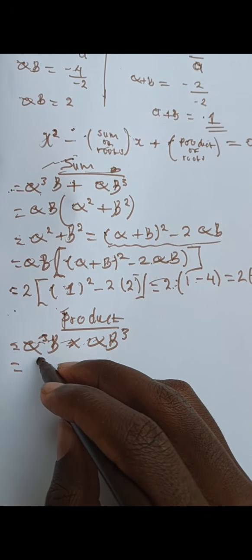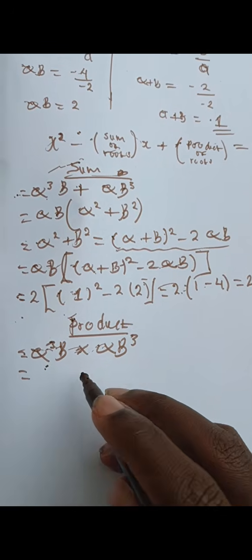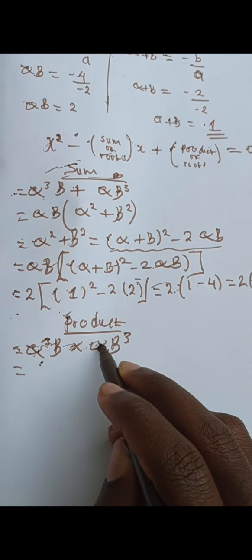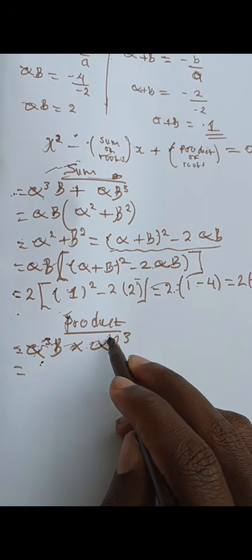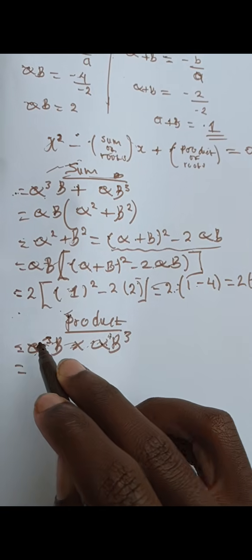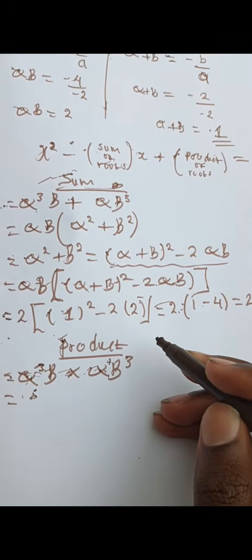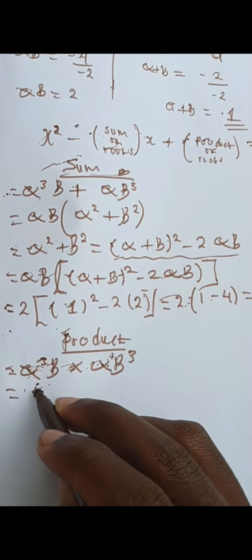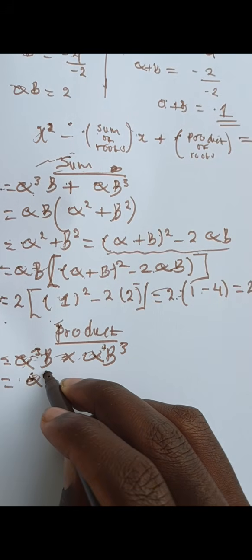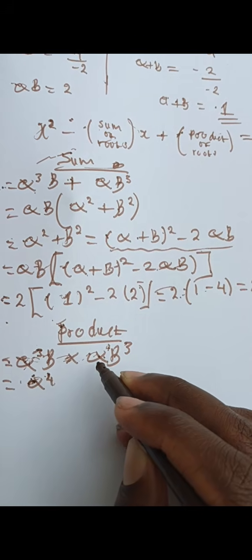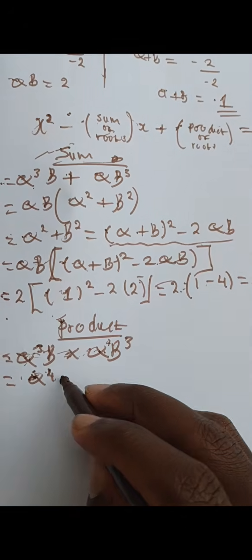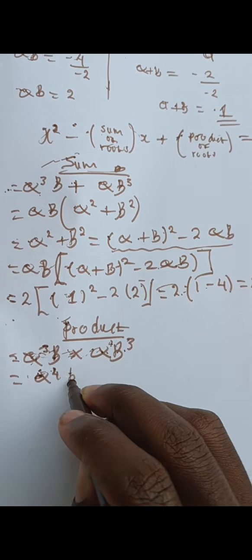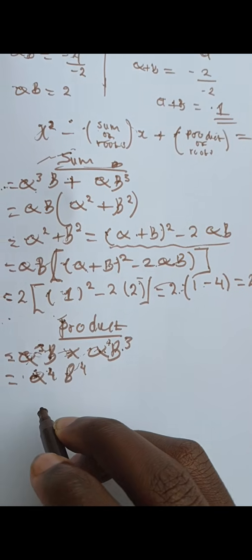Now even this one you need to find ways to simplify it. So let me make it easy for you. Let's multiply the like terms. Alpha power 3 times alpha power 1. This is like alpha power 1. Since they have the same base, the powers will be added, right? So we're going to get alpha power 4, and when I multiply beta times beta, we're going to get beta power 4, right?